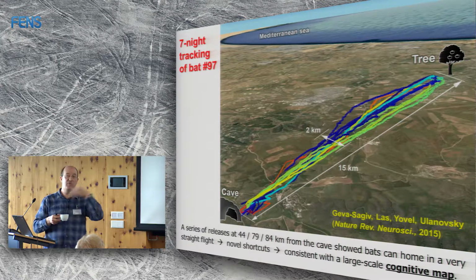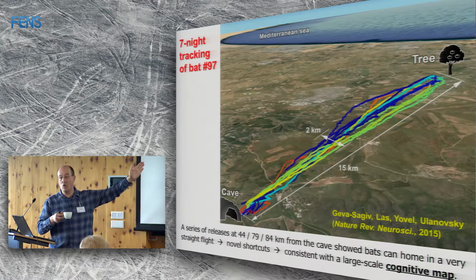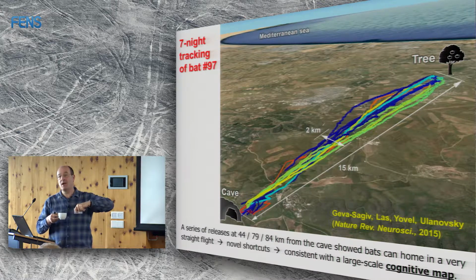So we translocate them to 3 different positions. They could always home, up to 100 kilometers, they could always home back. In fact, we also manipulated their hunger. So we either released them hungry and early, almost 100 kilometers away, and then they flew really straight to their preferred tree, or we fed them and released them a couple hours before sunrise, and then they flew straight to the cave. So based on the time of the night, whether sunrise is coming, whether they're hungry, they could choose to go either to the cave or to the tree.